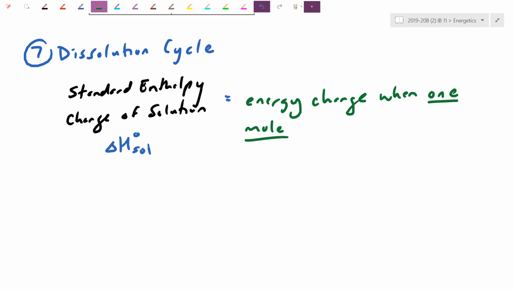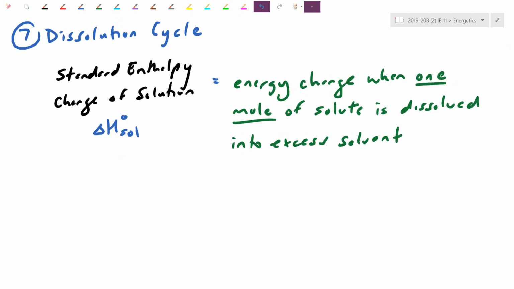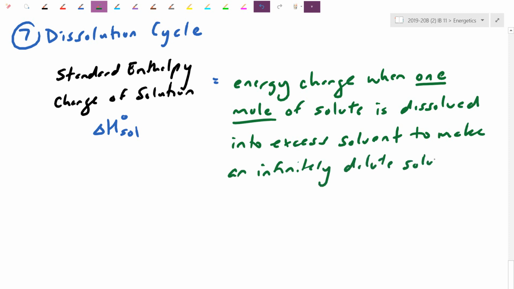So this is the energy change when 1 mole of compound or species, you can even say solute, because that's usually the terminology we use for dissolving. When 1 mole of solute is dissolved, sometimes they want to emphasize here into excess solvent. That's a little bit redundant because I know the solvent by definition is already the thing that's in greater quantity, into excess solvent. However, they do like this terminology here to make an infinitely dilute solution. Right. At the end of the day, we're doing dissolving, but let's see some of these technical notes here. What is an infinitely dilute solution?